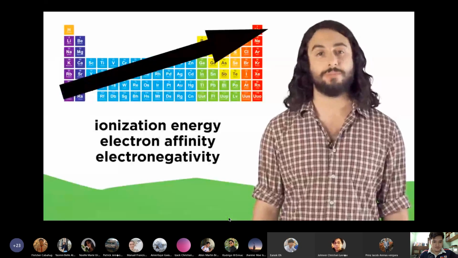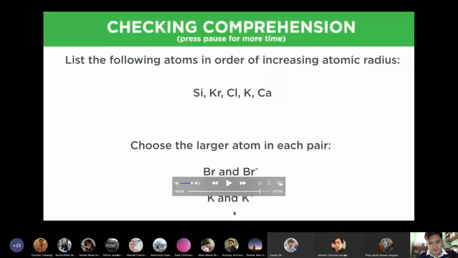Let's check comprehension. We will be discussing more on electron affinity and electronegativity once we have chemical bonding already, because these atomic properties really have an effect on whether the bond will be polar or non-polar, and then after that, whether the molecule will be polar or non-polar. All right, so we'll reserve that for further discussions.